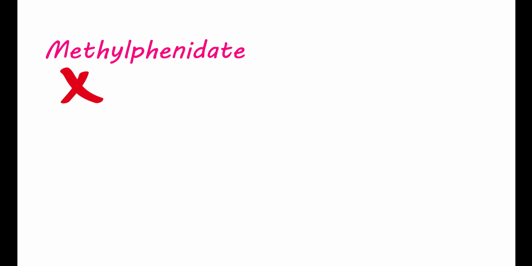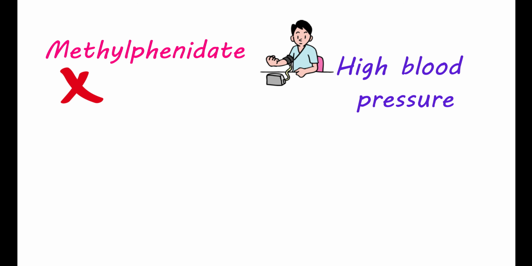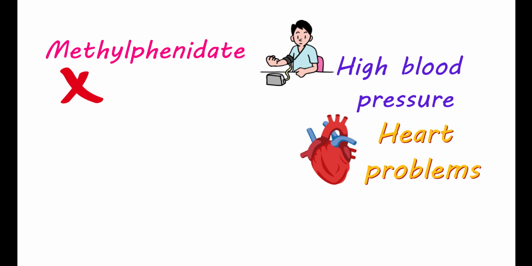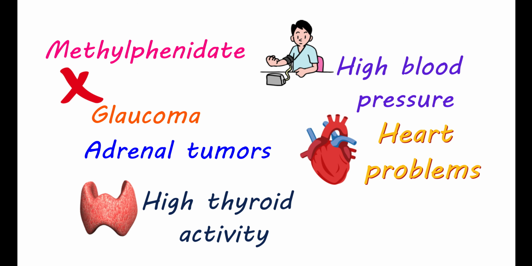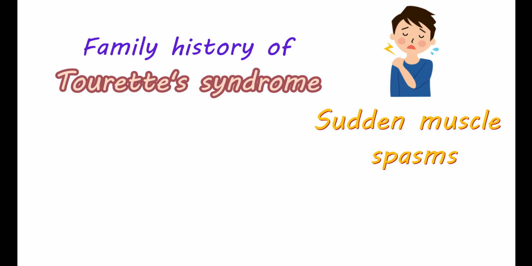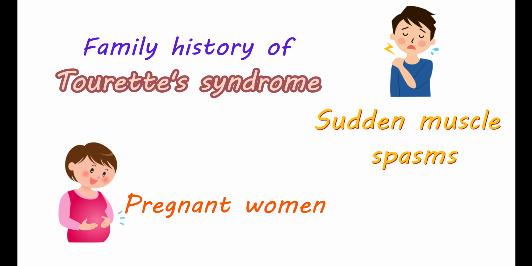Methylphenidate is not suggested to you if you have high blood pressure and a history of heart problems. It is also not recommended for people with glaucoma and adrenal tumors. If you have high thyroid activity, use of this medication may cause complications. In people with a family history of Tourette's syndrome, which causes sudden muscle spasms, this medication should be avoided. It should be avoided in pregnant women. It is also better to avoid taking methylphenidate along with alcohol.